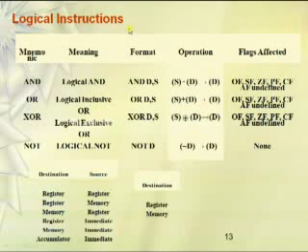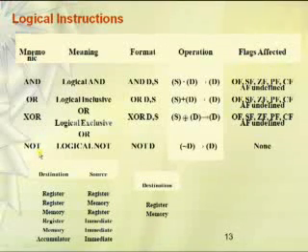Now let us see the logical instructions. Logical instructions are of 4 types here: AND, OR, XOR, and NOT. These instructions perform the basic operations like an AND gate, OR gate, XOR gate, and NOT gate. What is the syntax for AND? AND destination comma source. It performs the AND operation between source and destination, and the result will be stored inside the destination.